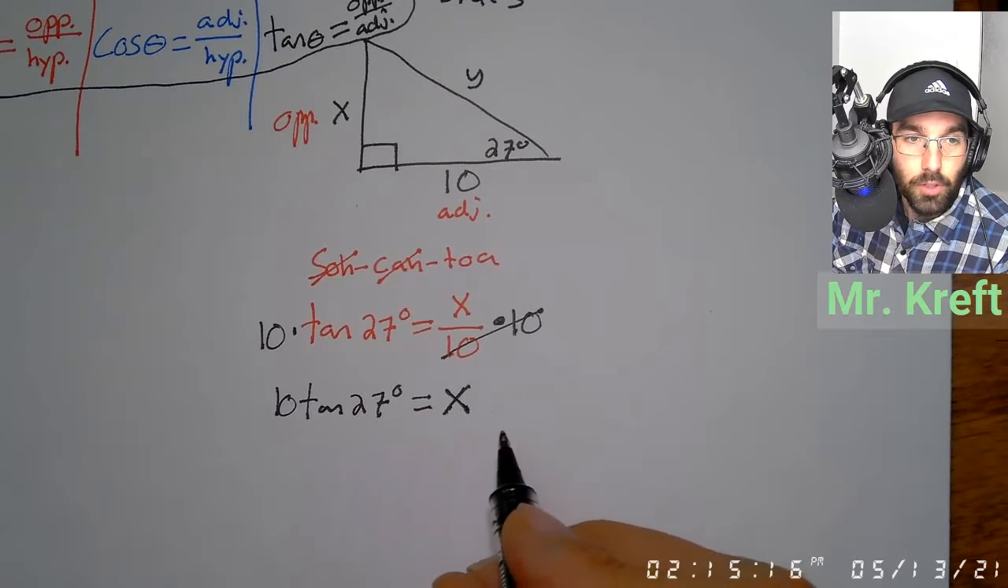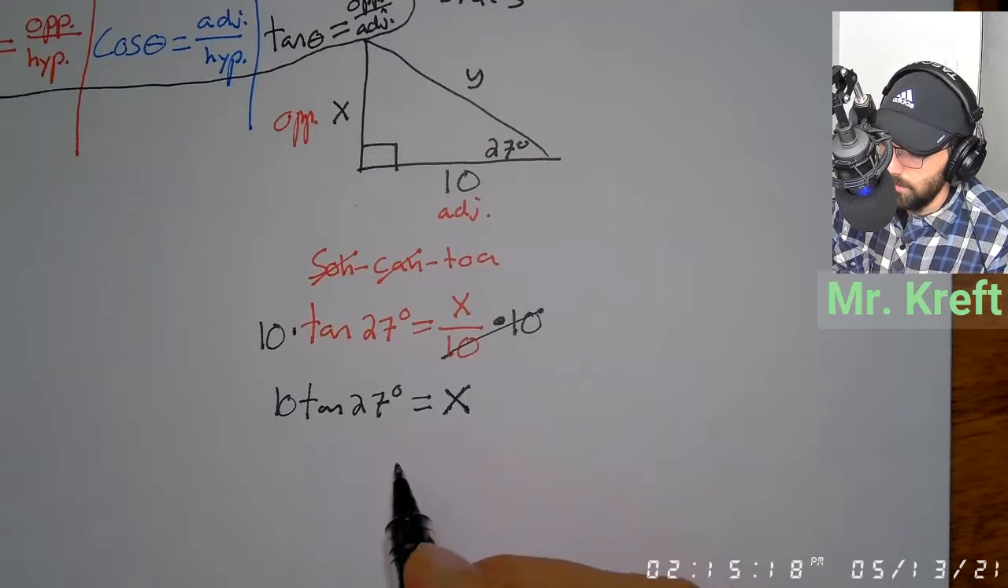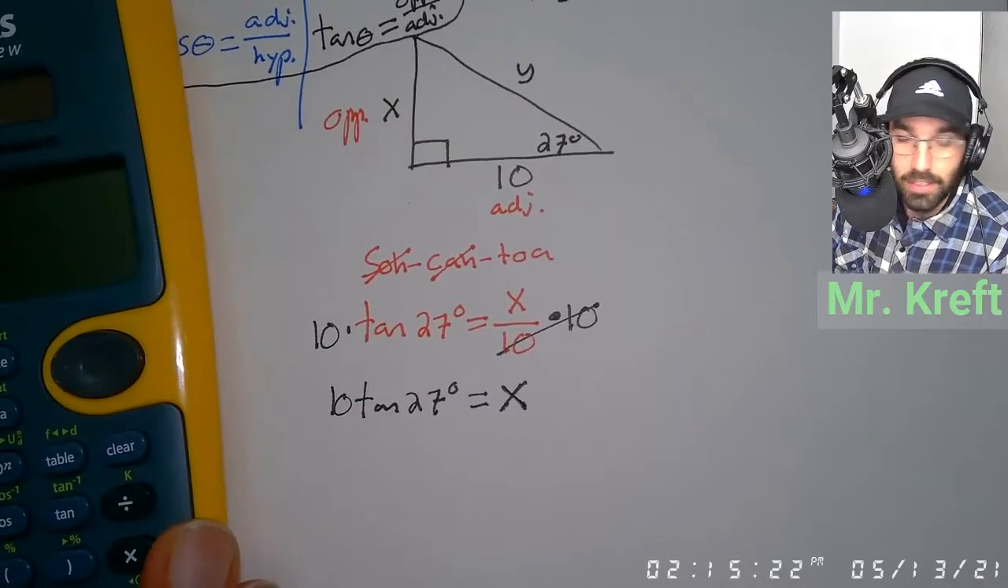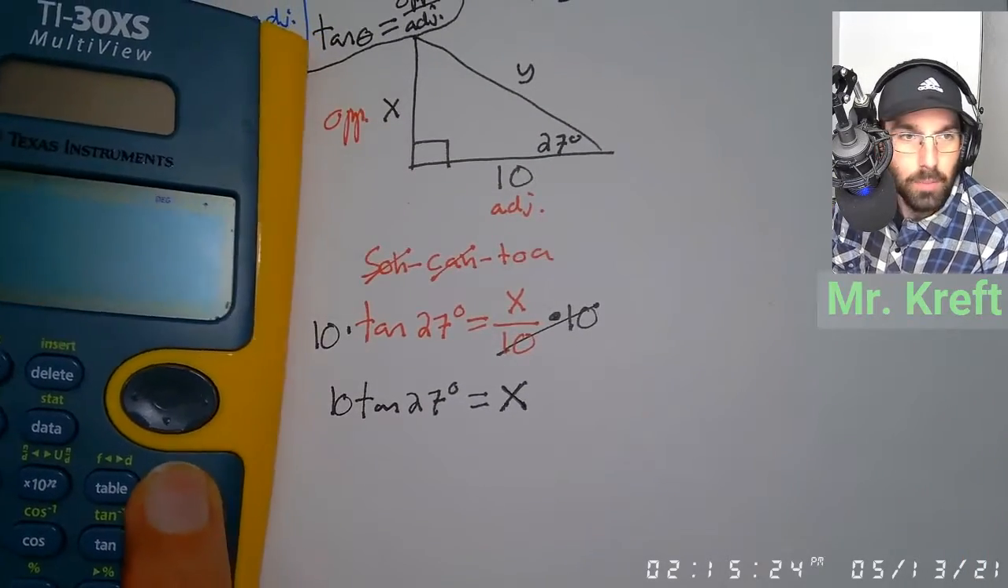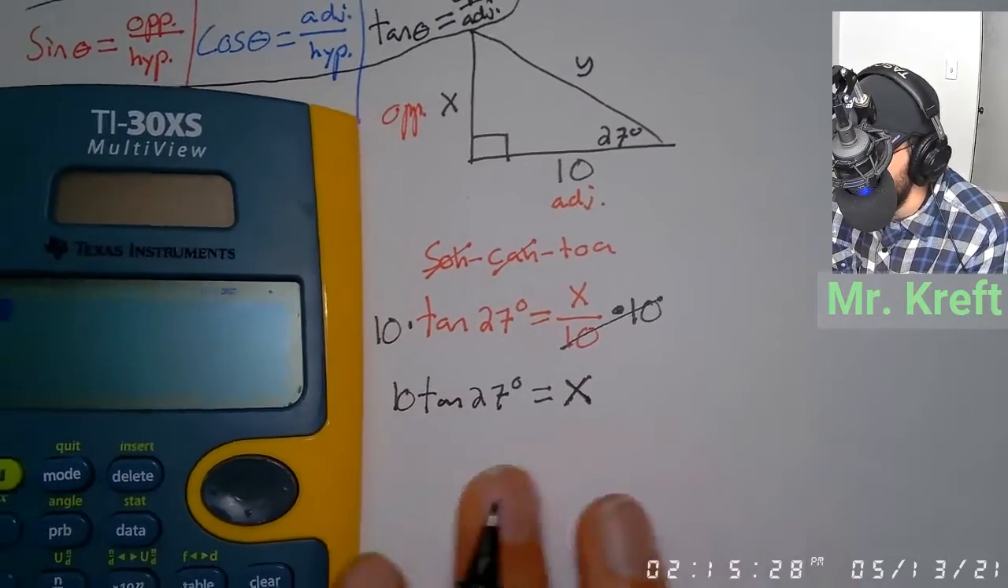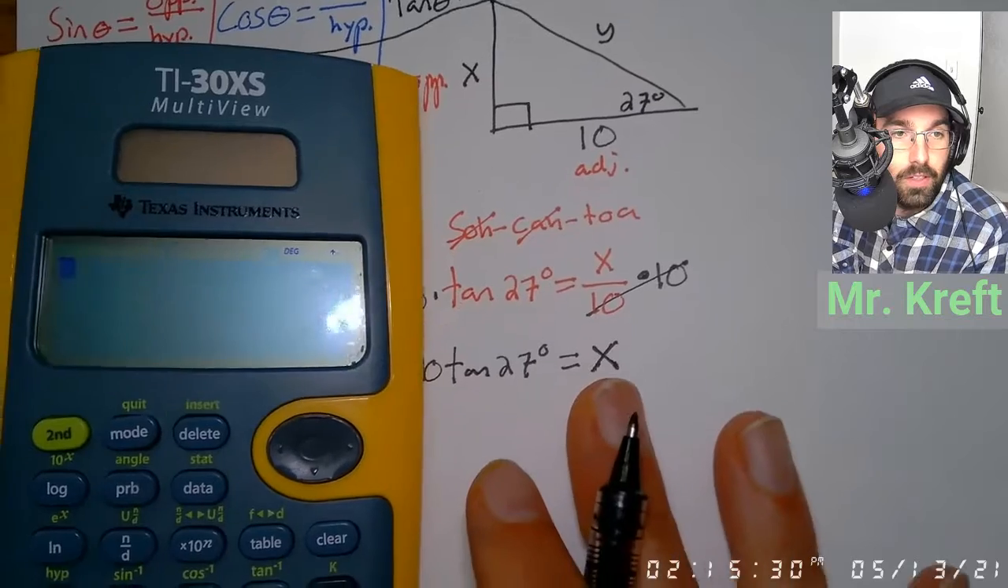Okay. So there's my exact answer. But let's say we round this to the second decimal. I think the homework has been having you round to the tenth. We'll do the tenth for our other problems, but let's round to the second for this one.